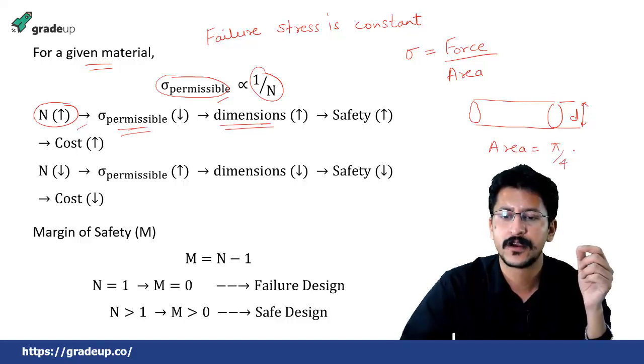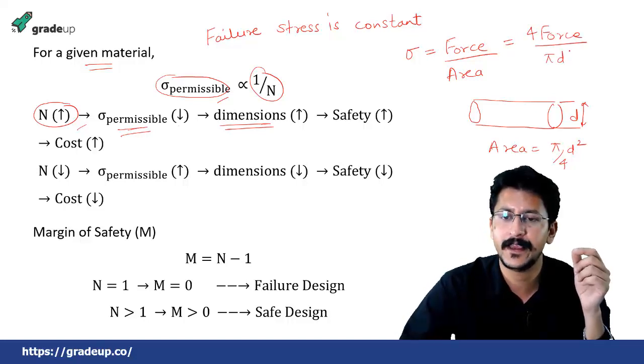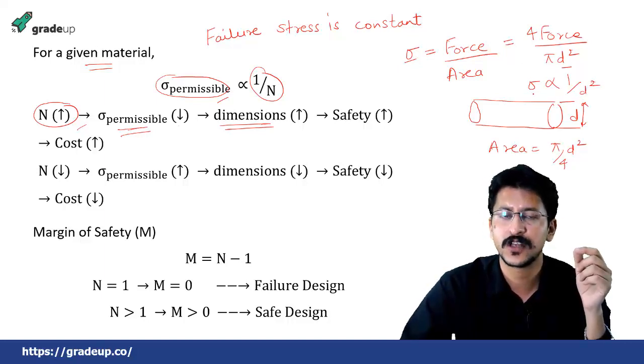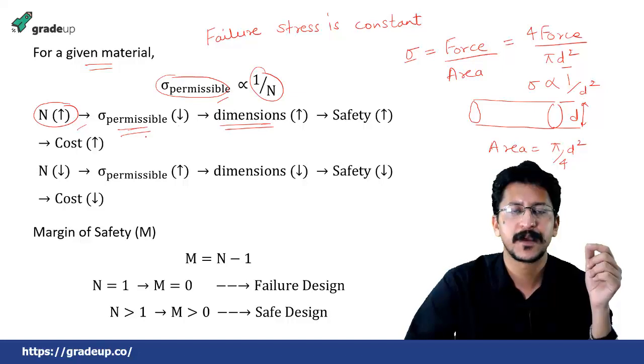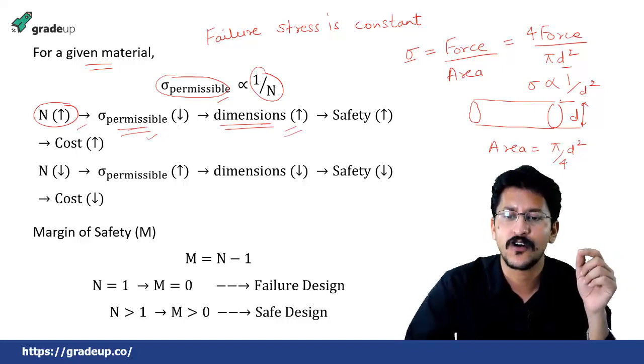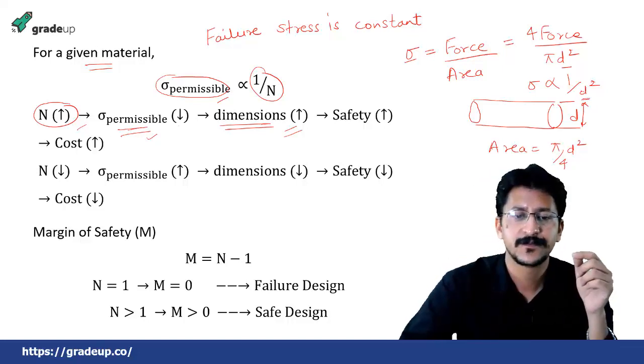Pi by 4 d square. So in this case you can write this as 4F upon pi d square. So you can see that from this sigma and d, that is, sigma is proportional to 1 by d square. So they are again inversely proportional. So if the permissible stress decreases, then the dimensions of any component will increase. So if the dimensions increase, then what happens?